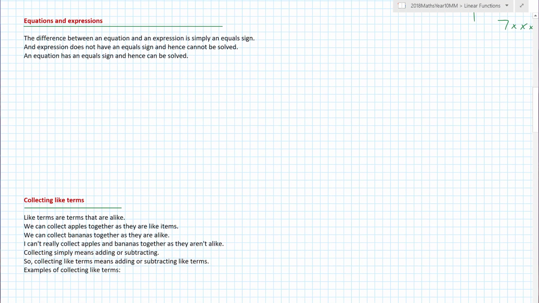Swiftly moving on, equations and expressions. What's the difference between an equation and an expression? Well, an equation basically has an equal sign. That's it. An equation has an equal sign and is generally something that you can then go on and, in quotes, solve. In fact, I'm going to write that in quotes. Solve.